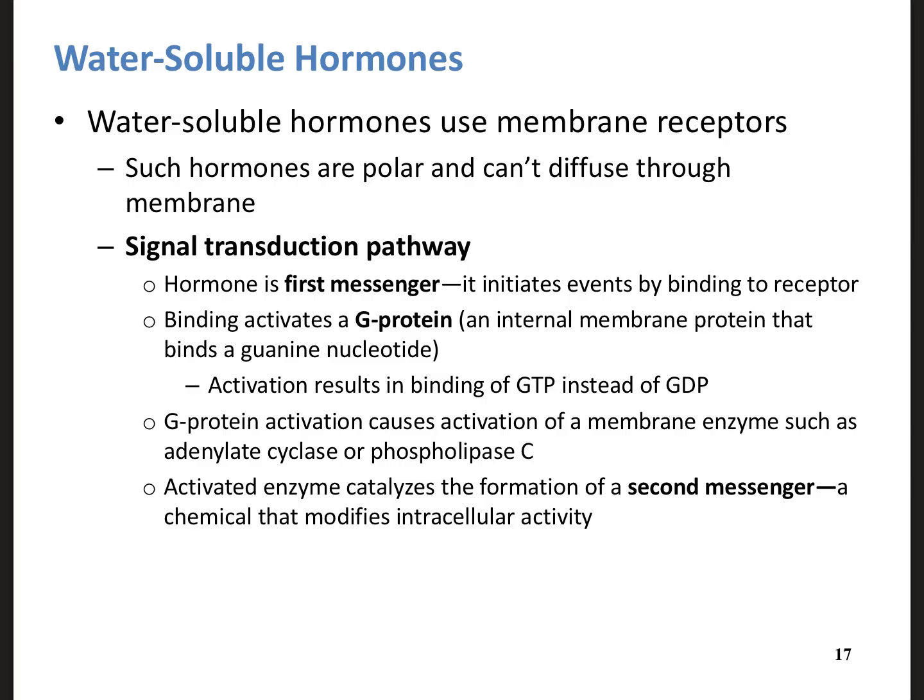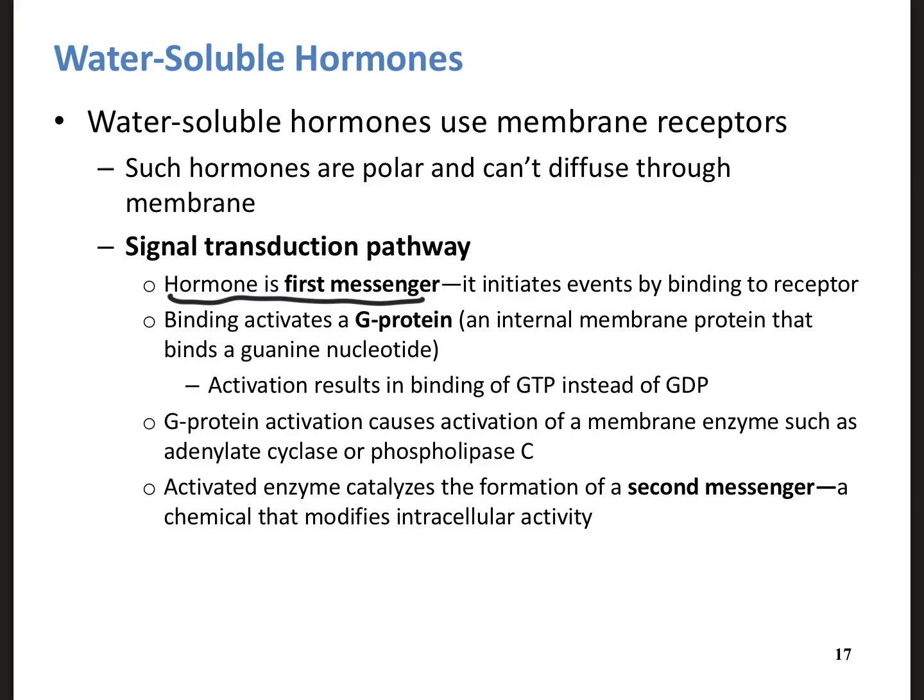All right, this is what we call a signal transduction pathway. And in that pathway, the hormone is your first messenger. So the hormone is going to message to the target cell by binding to the receptor. Now, how is that message relayed to the cell? That is where we have this pathway.